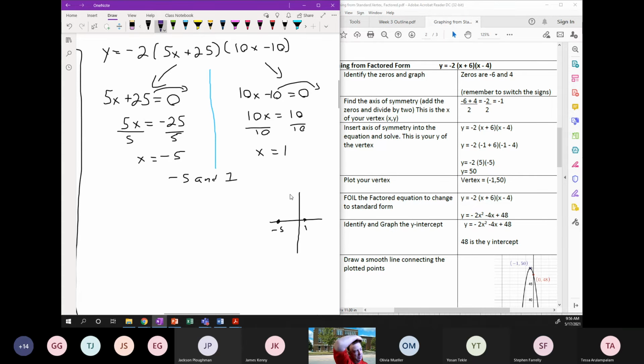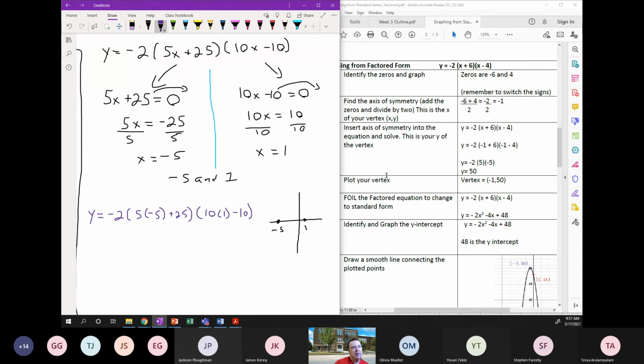All right. So first thing we did was we graphed our zeros here. Now insert them into your axis of symmetry. So I'm going to put them in my axis of symmetry. So 5 bracket -5 plus 25, and then 10 bracket 1 minus 10.